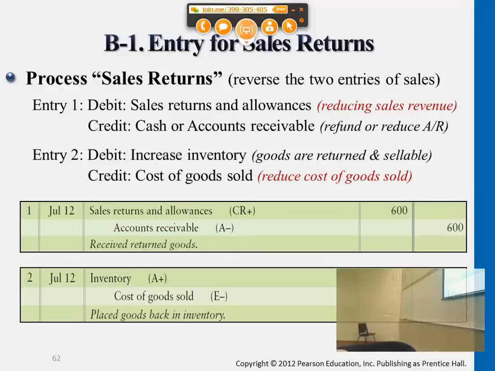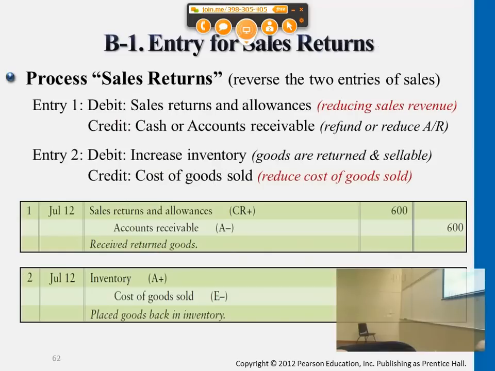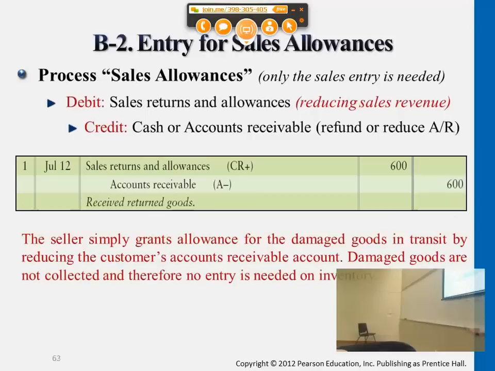For sales allowances, there will be only one transaction. We will not be affecting inventory level in the case that, let's say, the goods are completely damaged, you want the customer to just hold on to it, do whatever they want with that batch of goods, but you will grant them an allowance, reducing the money that they need to pay you. So in this case, there will only be one transaction. We're reducing accounts receivable based on the damaged goods' original value. Accounts receivable here is reduced by $600. Sales returns and allowances also increased $600.